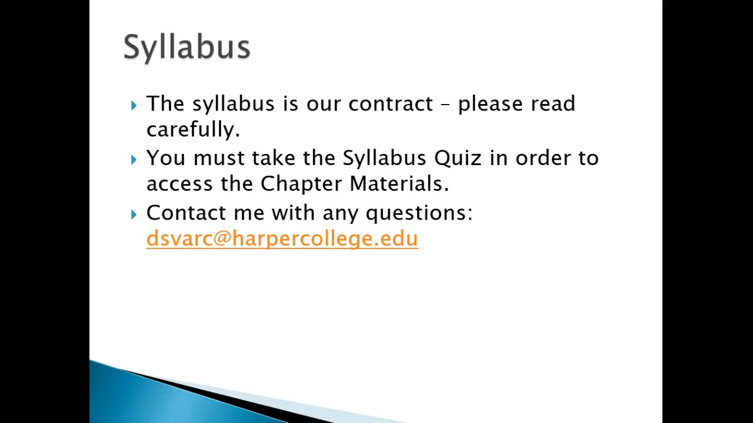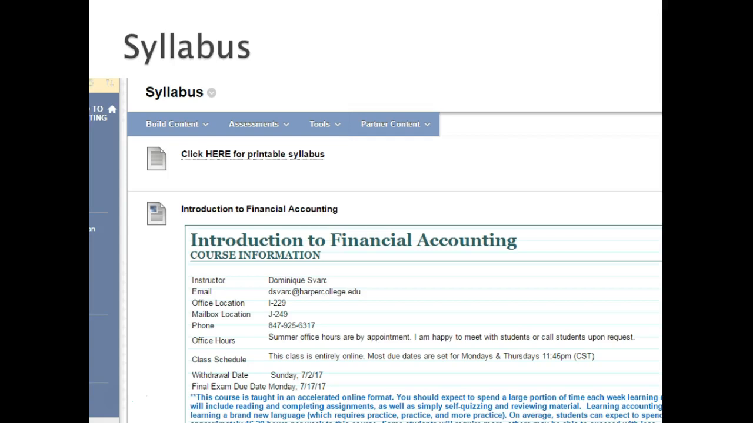Again, you have to take the syllabus quiz in order to gain access to the chapter materials. The syllabus quiz is ungraded, but it just affirms the fact that you've looked through a few things in the syllabus and helps guide your review of it. Again, you can email me if you have any questions or send me a question on the discussion board. So if you go to the syllabus, you can read through. It's a lengthy syllabus, but it has everything that you need, including my information as well as drop dates and deadlines.